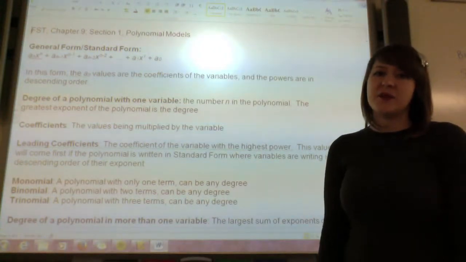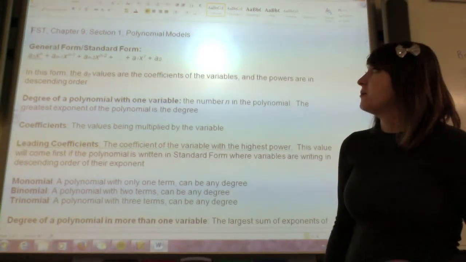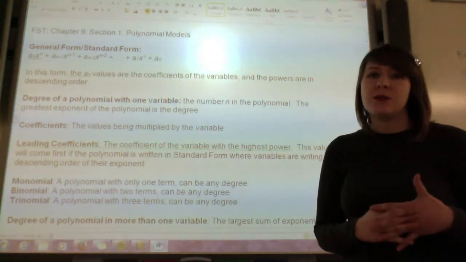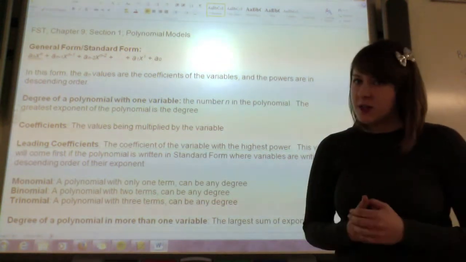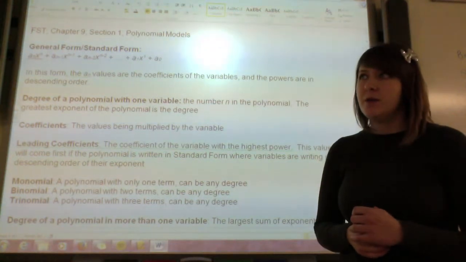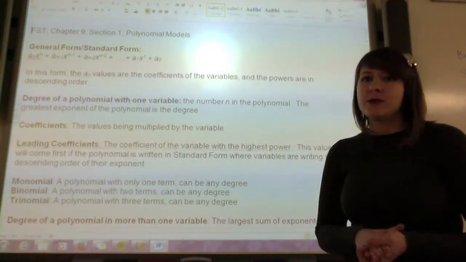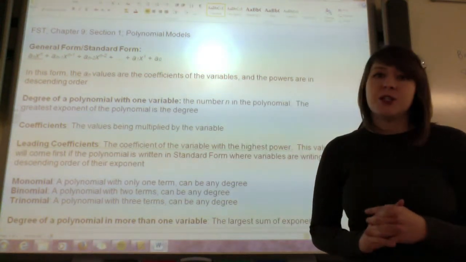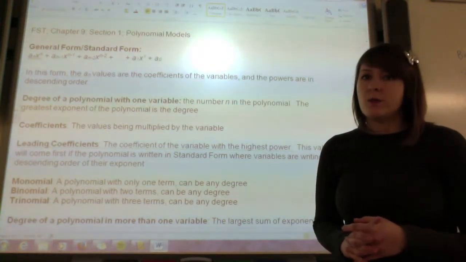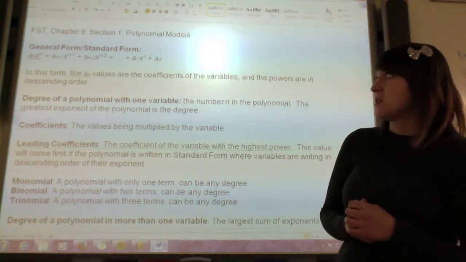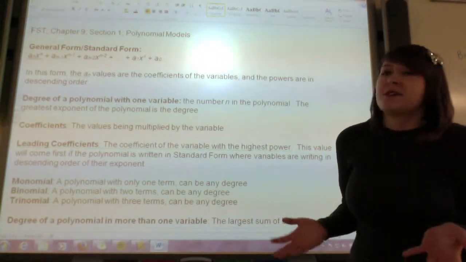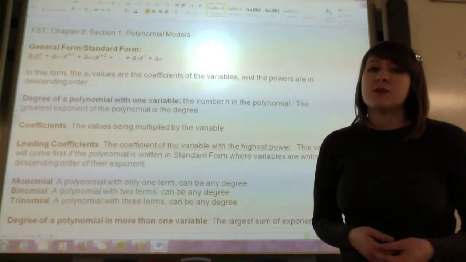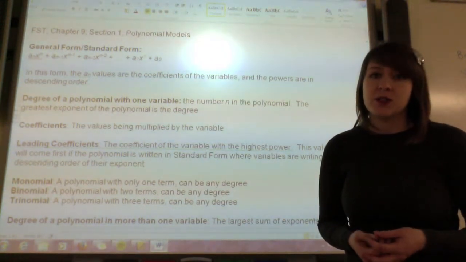Hey guys, today we're doing chapter 9, which is on polynomial models. So we're starting chapter 9, and the whole chapter is just on polynomial models. We're going to talk about finding roots of polynomial models. We're going to do division of polynomials. And we're just going to start off with what is a polynomial model. So we're going to talk about the standard form and some different situations that you might actually use polynomial models in.